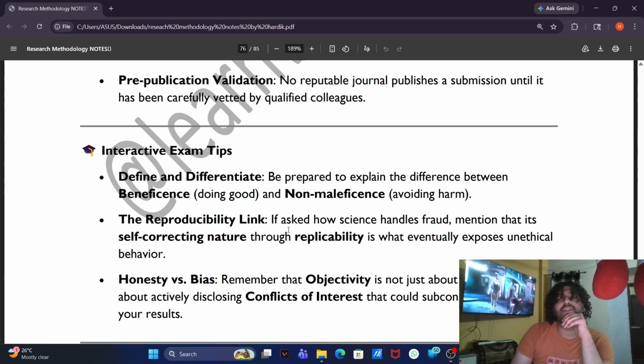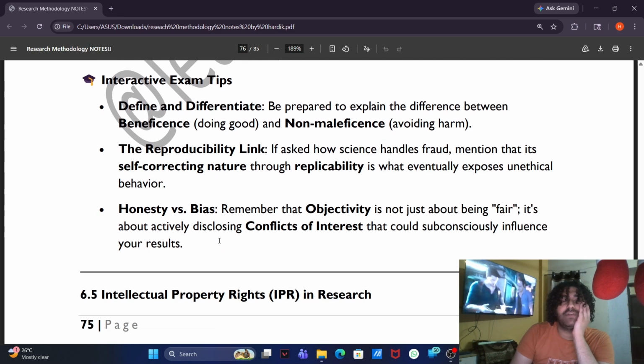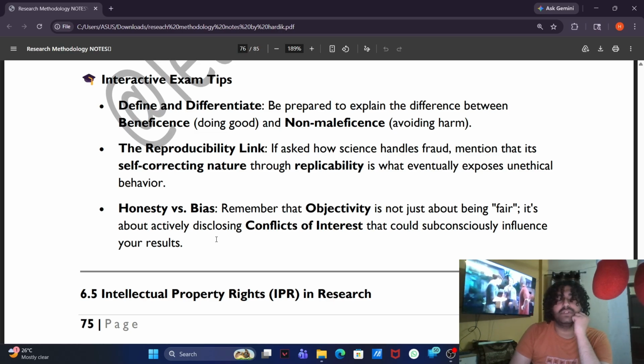Define and differentiate. Be prepared to explain the difference between beneficence, doing good, and non-maleficence, avoiding harm. Reproducibility link. If asked about science's self-correcting nature, mention its applicability and how it exposes unethical behavior. Honesty versus bias. Remember that objectivity is not just about being fair. It's about actively disclosing conflicts of interest that could subconsciously influence your research.